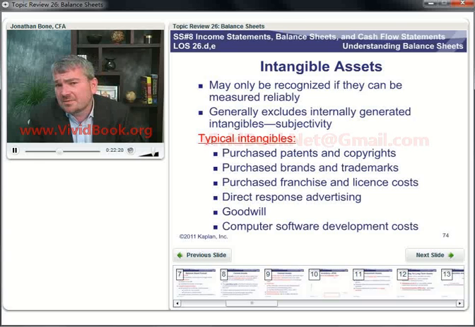Computer software development costs. Now this is a little bit of a tricky one as well. What we say here is any costs in establishing the software's feasibility must be expensed. Once feasibility is established, any additional costs can be capitalized. That leads us on to say, what is feasibility? Well, feasibility normally means that the software does what it's meant to do.